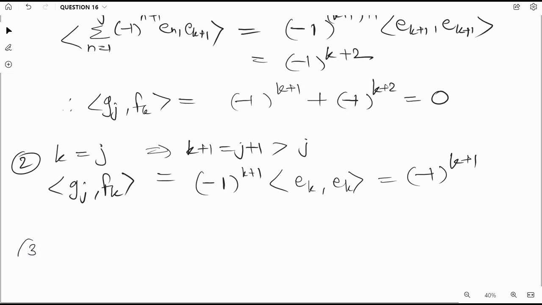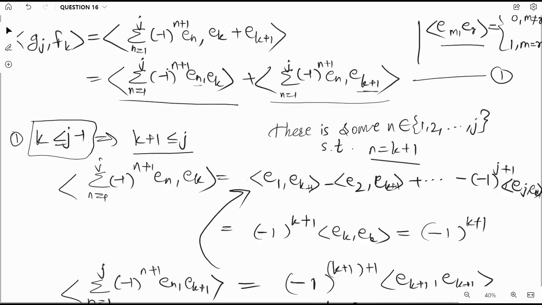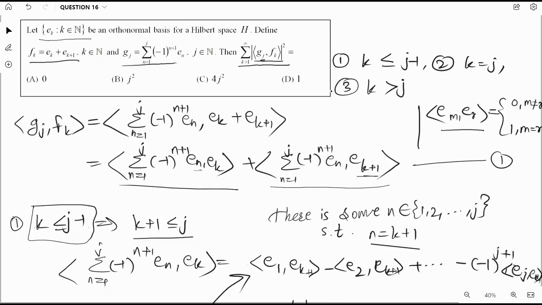Now the third case is k strictly greater than j. Now if k is strictly greater than j, then all inner products will be 0, because none of the n will be equal to k or k plus 1, because k is strictly greater than j. So k plus 1 will also be strictly greater than j. So that's why this becomes 0 for k strictly greater than j, right? Okay, now these are the three cases for values of k, right?